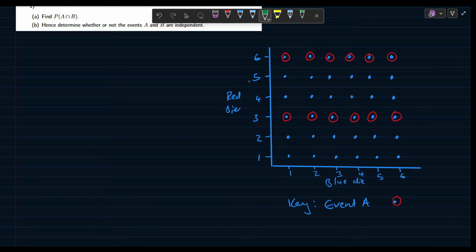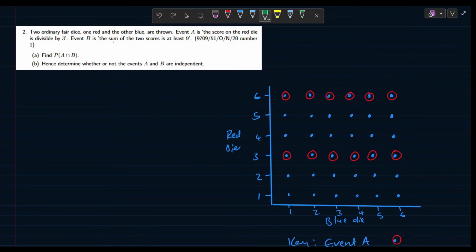Alright, and then we want event B. Event B is the sum of the two scores is at least 9. Alright, so in this column, the highest sum we can get is 1 plus 6, which is 7. So there's nothing there. In this column, the highest we can get is 2 plus 6, that's 8. So there's nothing there. And in this column, the third one, at least 9, we get a 9 here. And then let's go to the column for 4. 4 plus 4 is 8. 4 plus 5 is 9. So this would be event B. This is event B.